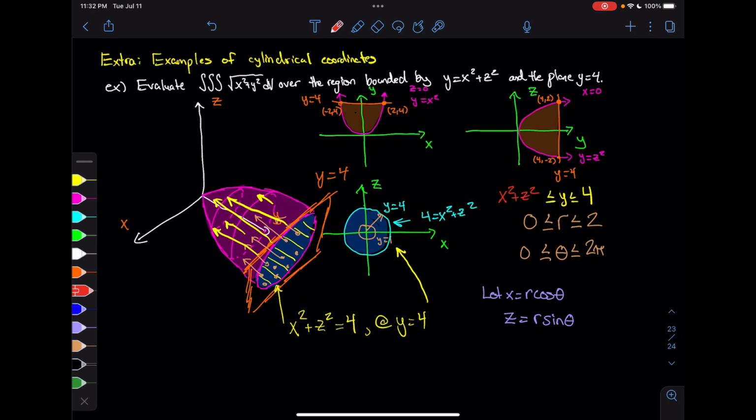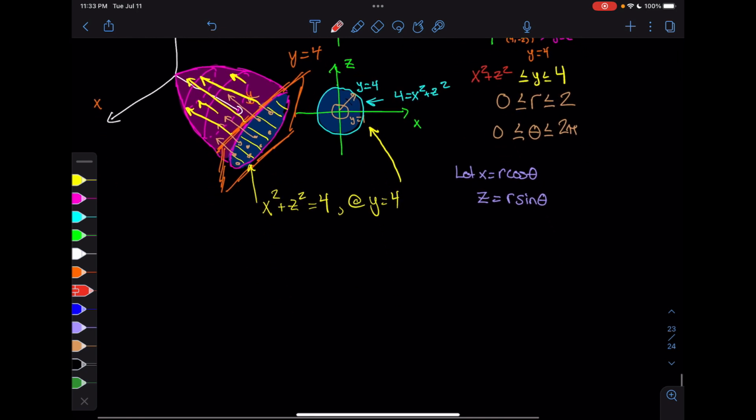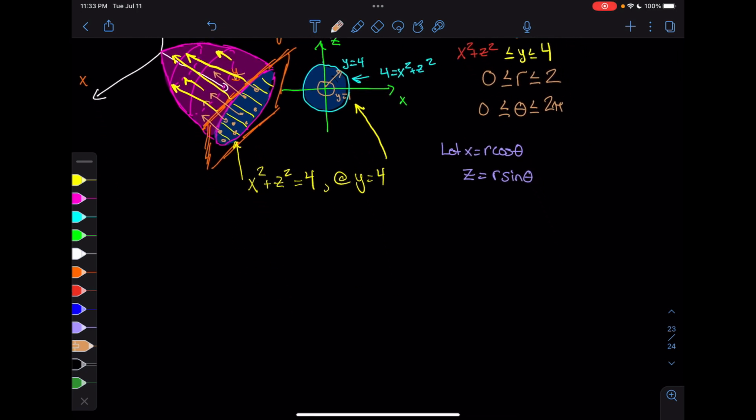Now, for those of you who might be raising a red flag, yes, x squared plus z squared is not allowed to exist, because we are no longer in x and z. We let x equal r cosine theta and z equal r sine theta. So if we scroll down a little bit, here are the parameterizations that we have. We have x squared plus z squared, which becomes r squared cosine squared theta plus r squared sine squared theta, less than or equal to y, less than or equal to 4. We have 0 less than or equal to r less than or equal to 2, and we have 0 less than or equal to theta less than or equal to 2 pi.